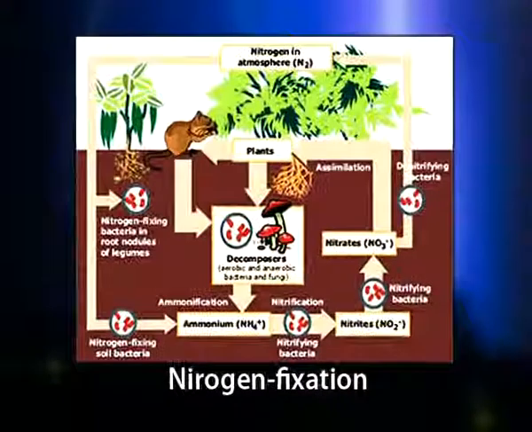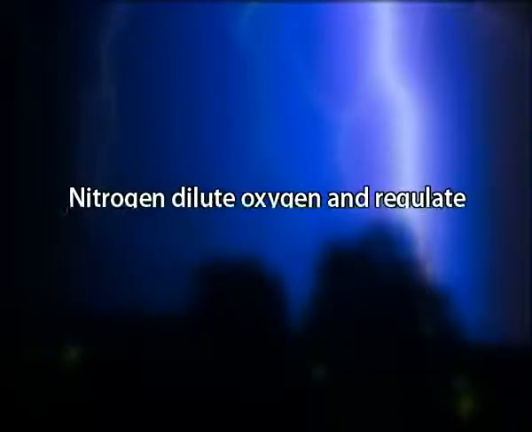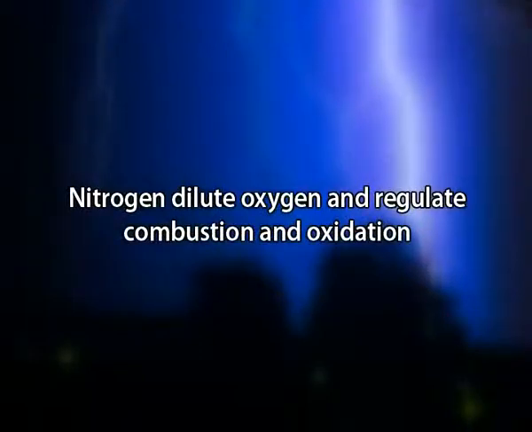The elemental form of nitrogen is converted to ammonium, an ionic form of nitrogen available to higher plants by a process of nitrogen fixation. Nitrogen does not combine readily with other elements, but it is a constituent of many organic compounds. Nitrogen dilutes oxygen and thus regulates combustion and oxidation.